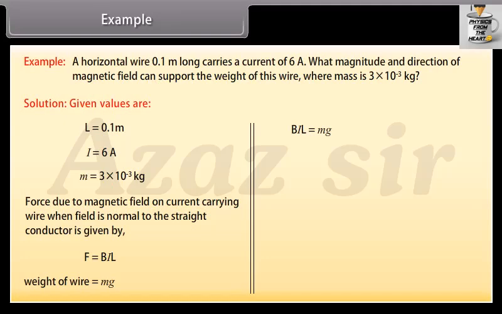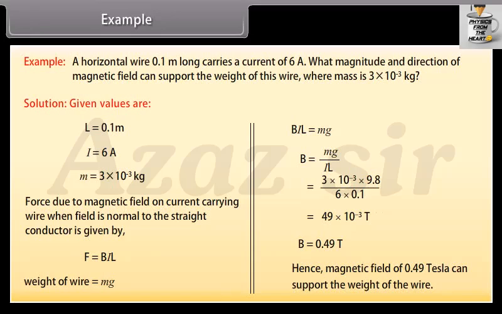BIL = mg, which can be written as B = mg / IL. By putting the values and calculating, we get the value of B = 0.49 Tesla. Hence, a magnetic field of 0.49 Tesla can support the weight of the wire.